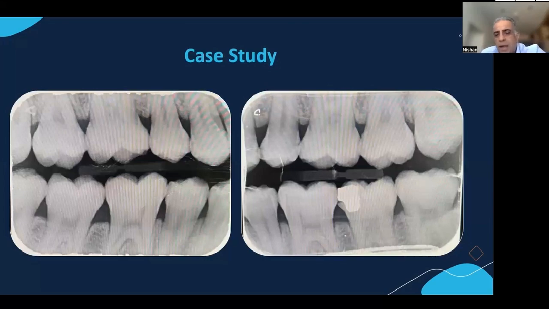We explained the deficiency on the six. You could see it was clinically also breaking down, and it needed some intervention. We went through his case with him and said to him that, look, once we'll restore the six.